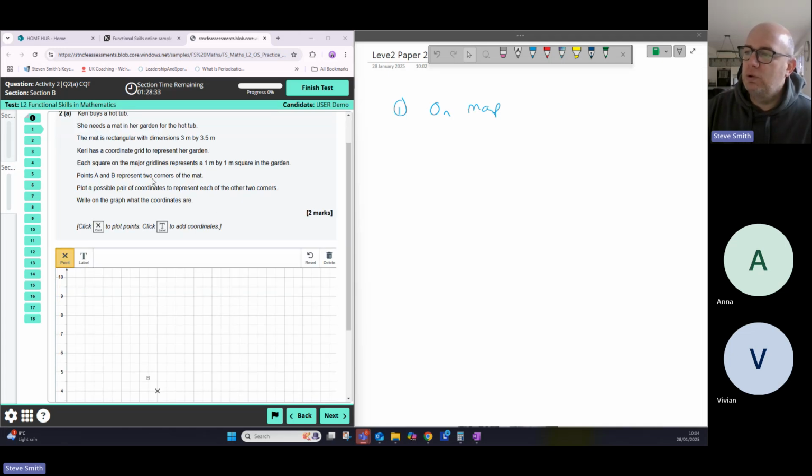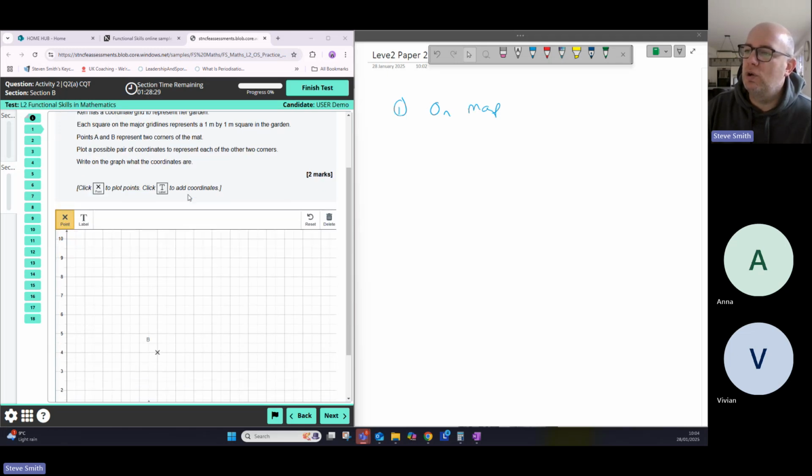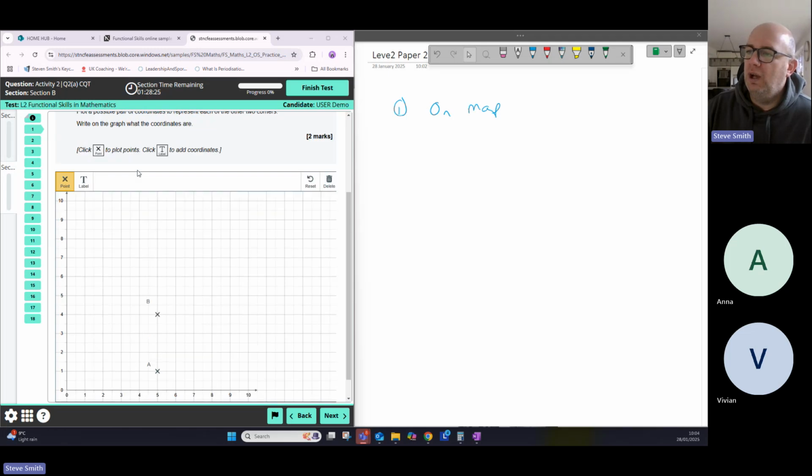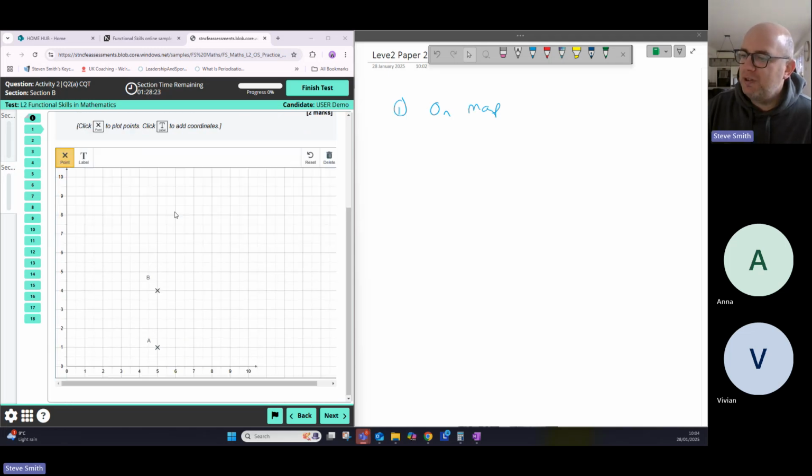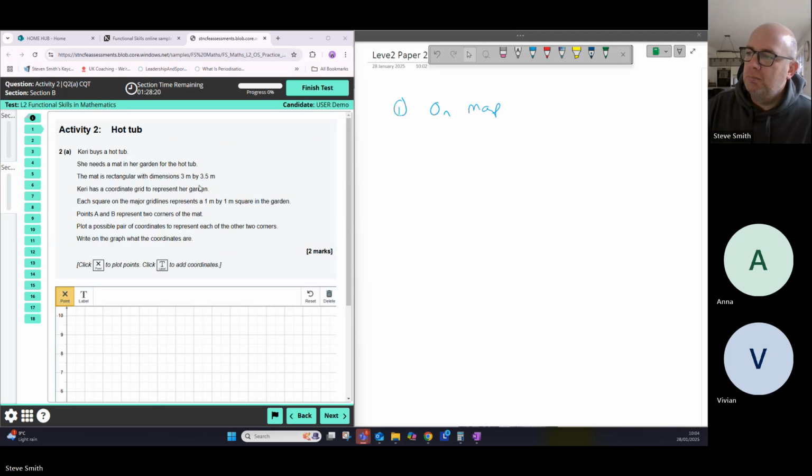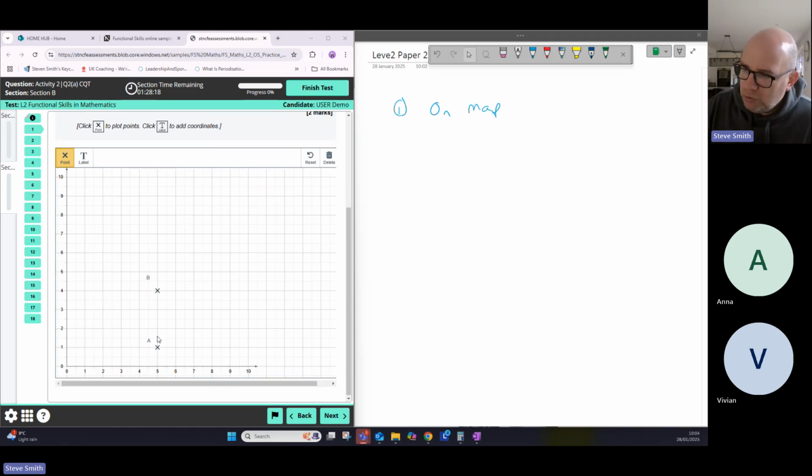Points A and B represent 2 corners of the mat. Plot a possible pair of coordinates to represent each of the other 2 corners. Write on the graph what the coordinates are. Okay, so we can see here it's 3 by 3.5. 1, 2, 3. So that's the 3 part. We need the 3.5 part.